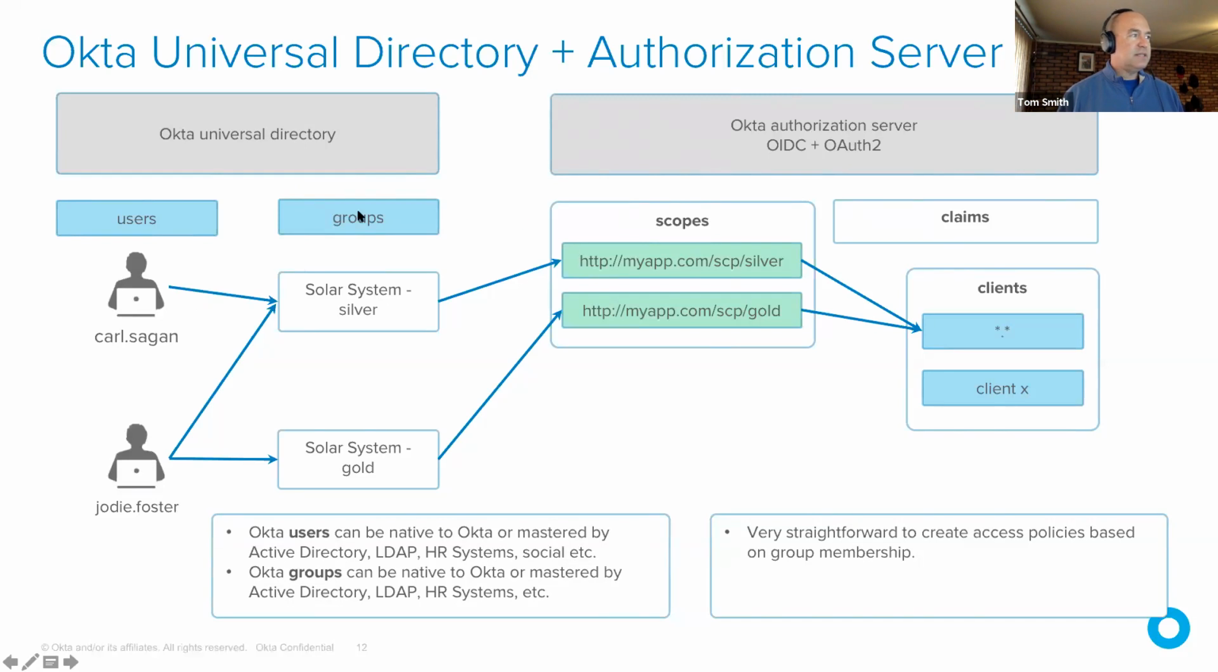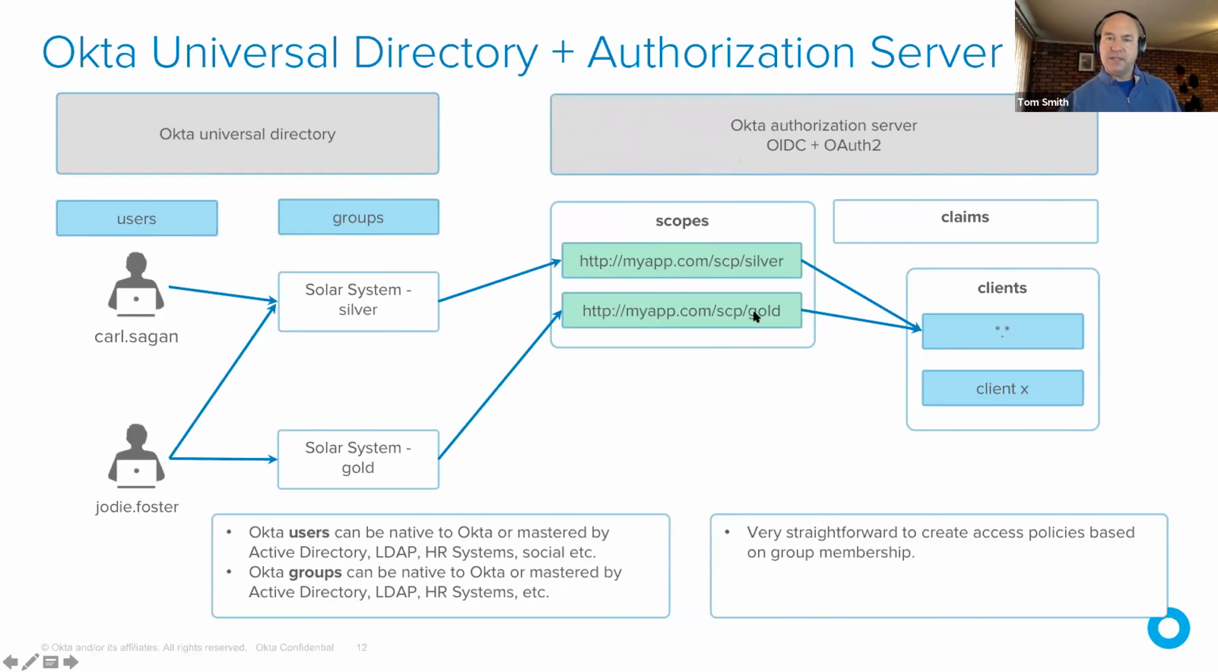So the idea is that these users are in groups, and using Okta policies in an Okta authorization server, you can map those group memberships to rights, authorizations, and an access token. So I've set up a policy in Okta that says if a user is a member of the silver group, then they're going to get this scope, the silver scope. If they're a member of the gold group, then they're going to get this scope.